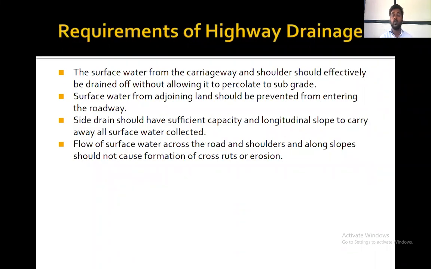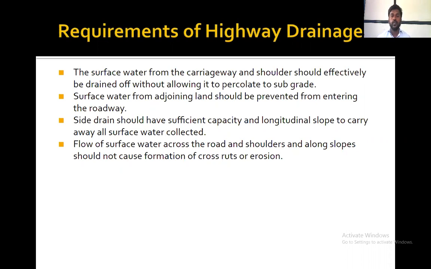So due to this significance, it is most required to provide the highway drainage system. Okay, so what are the requirements of providing the highway drainage system? The surface water from the carriageway and the shoulder should effectively be drained off without allowing it to percolate into the subgrade. Without allowing water to percolate into the base layer and subgrade layer, that water should be drained out towards the drains.